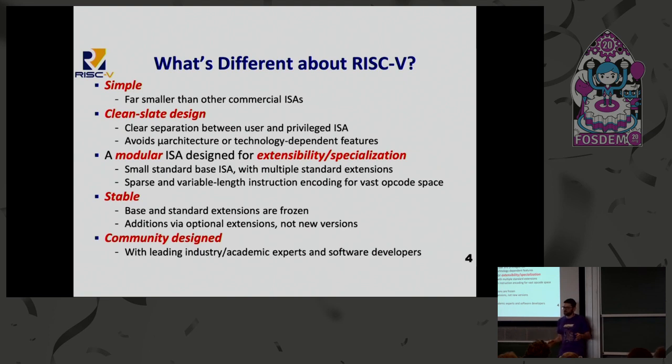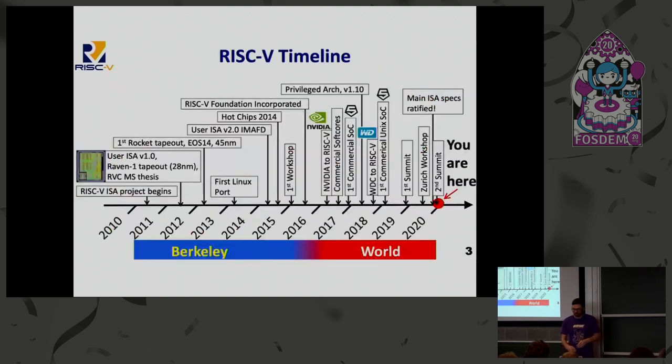So there's 32-bit, 64-bit, and there's also a 128-bit version of the RISC-V instruction set. The idea being that once we have petabytes of memory, we'll still be able to address all that memory.